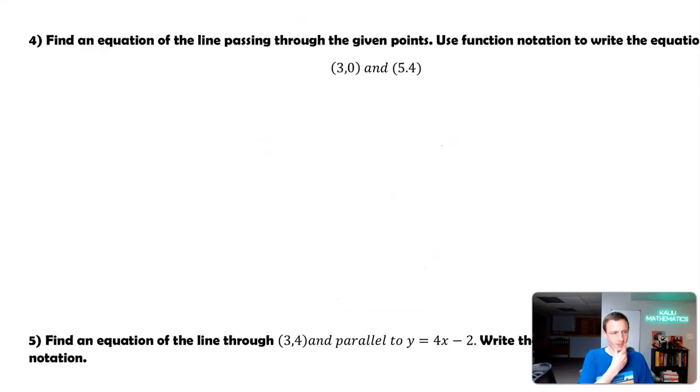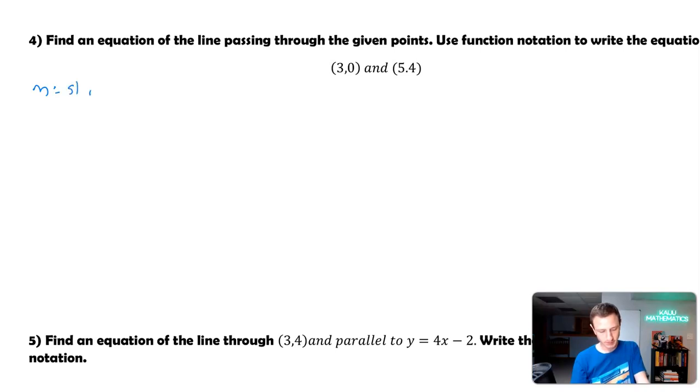Let's take a look at the next one. It says find an equation of the line passing through the given points. Use function notation to write the equation. So this time we're given 2 points. Neither point is the slope or the y-intercept. So we have to do some work here. So first of all, we have to calculate the slope.